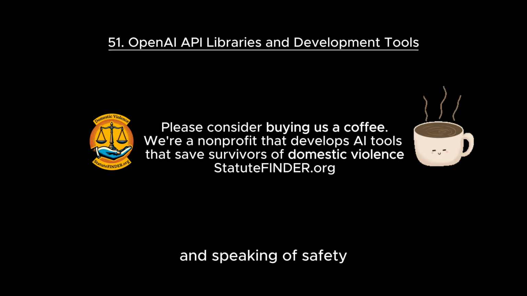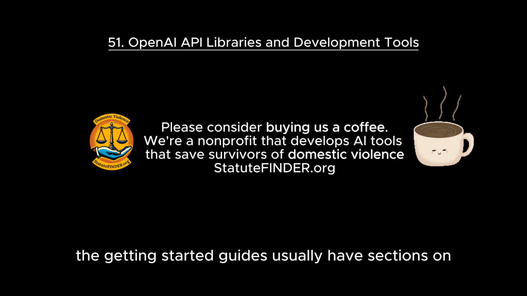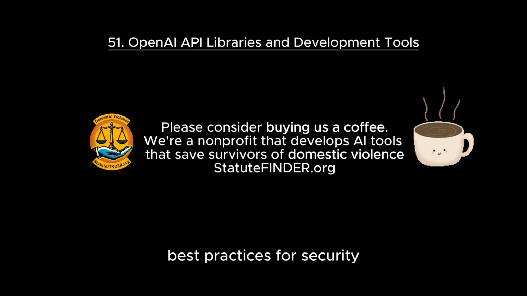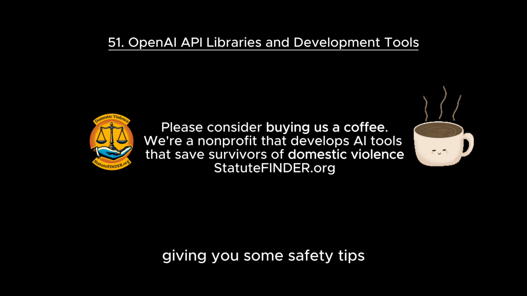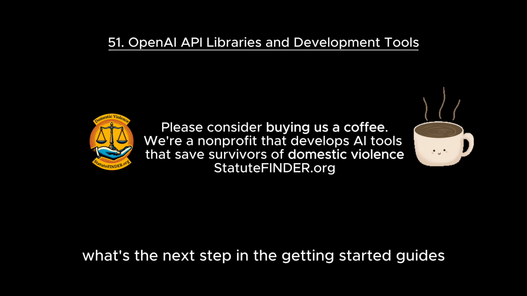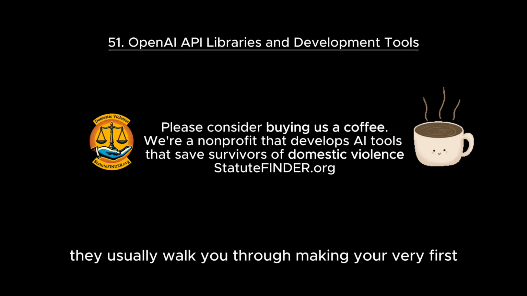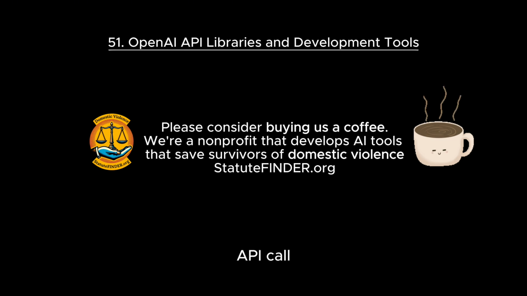And speaking of safety, the Getting Started guides usually have sections on best practices for security and how to protect your API key. That makes sense. They wouldn't just hand over the keys to the kingdom without giving you some safety tips. So once I have my API key, what's the next step in the Getting Started guides? They usually walk you through making your very first API call.